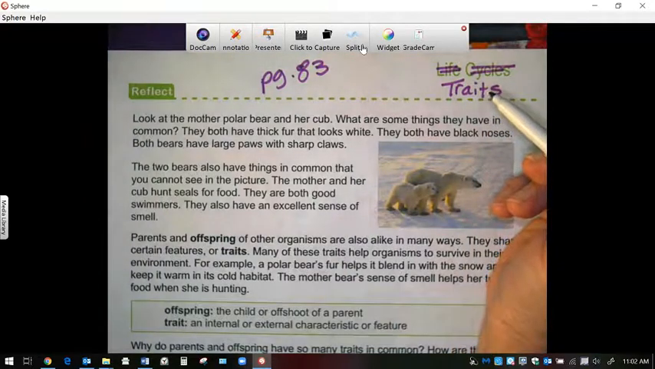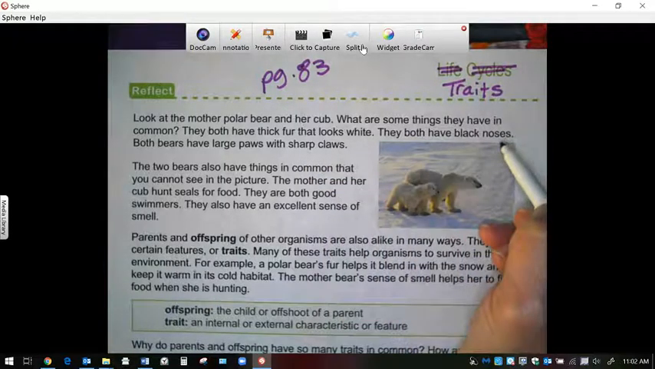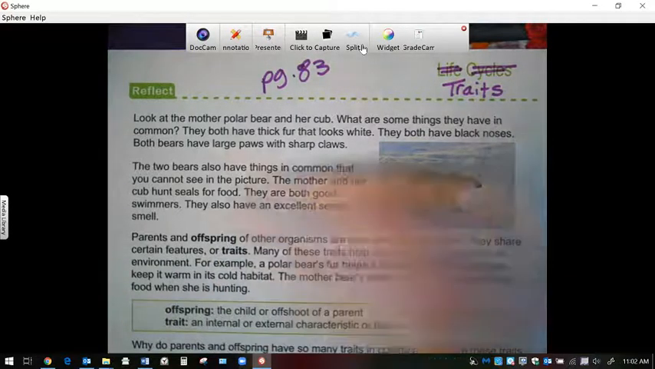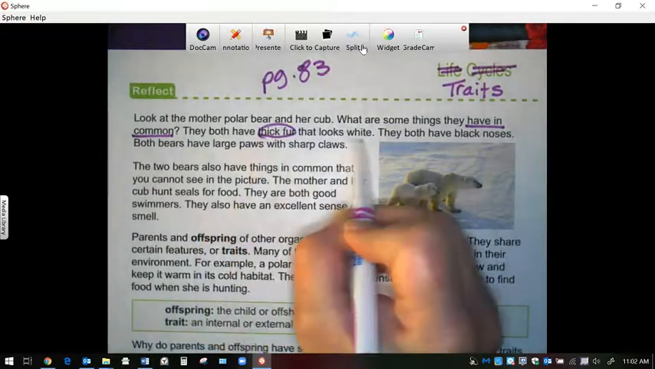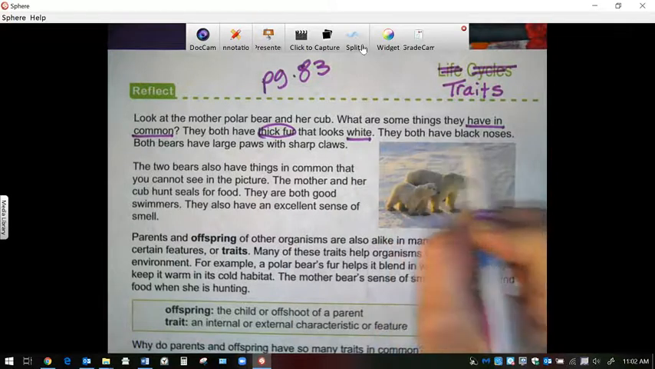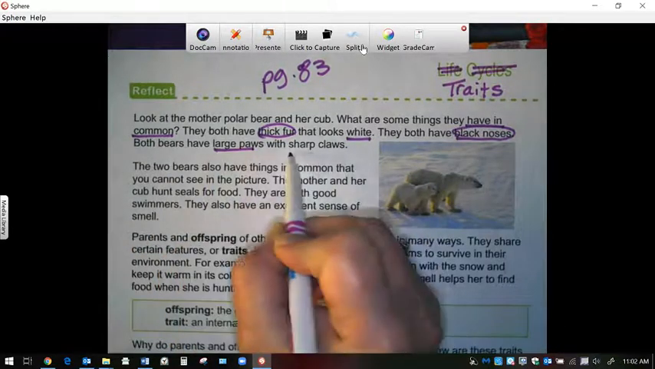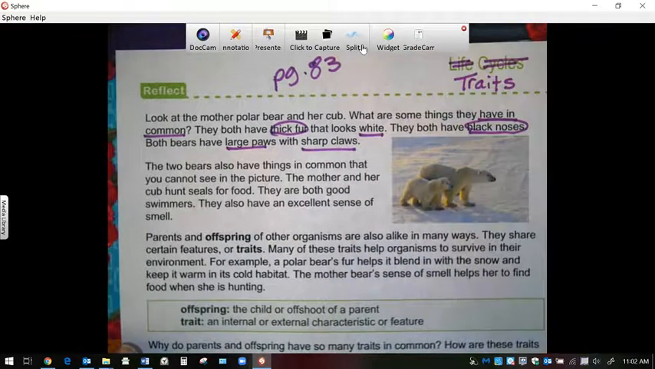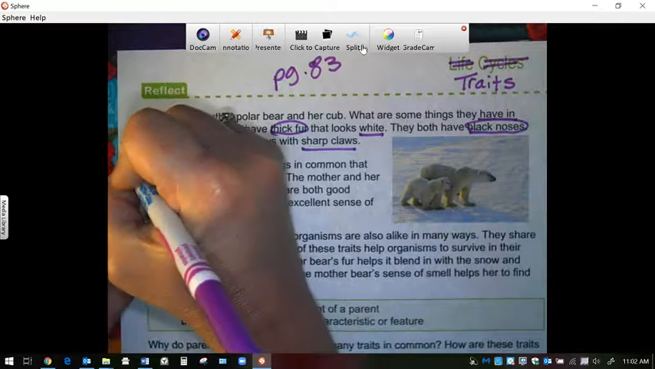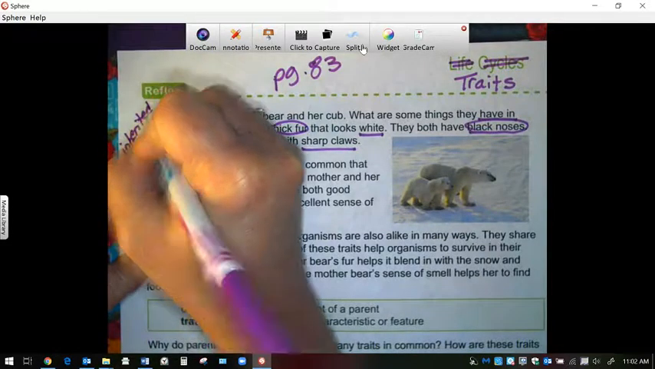All right, so let's begin. It says, look at the mother polar bear and her cub. What are some things that they have in common? They both have thick fur that looks white, and they both have black noses. Both bears have large paws and sharp claws. You will find out that this is called inherited, and I'm going to write that word in here. Inherited.